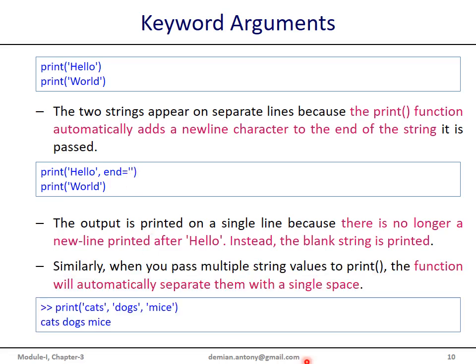Similarly, when we pass multiple string values to the print function, the print function automatically adds a single space between the string values. If we print these three strings with the print function, we see the result having these three strings with a single space between them. This is the default behavior of the print function, wherein a single space is automatically added between the multiple string values.